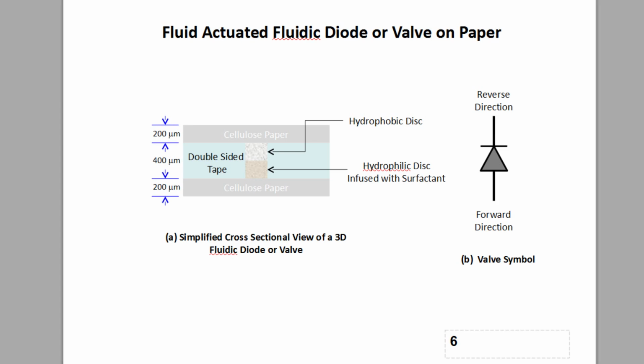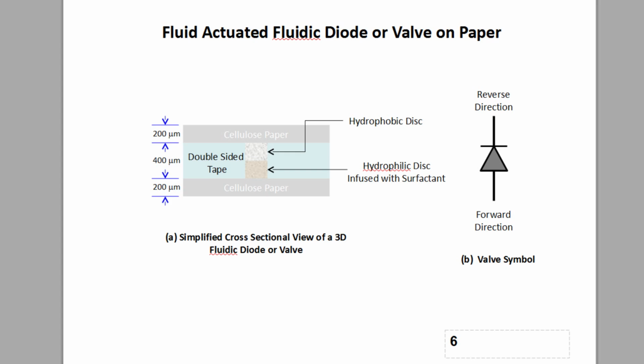In the left side of the slide is a simplified cross-sectional view of the fluidic diode. It consists of two layers of paper, separated by a double-sided tape. In the tape is punched a hole, and in that hole there are two discs, both made out of paper.